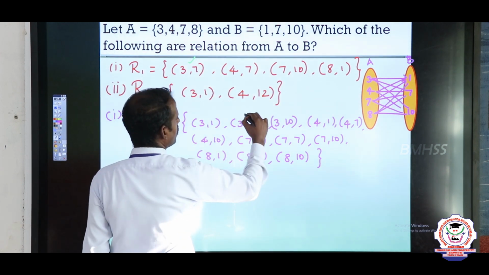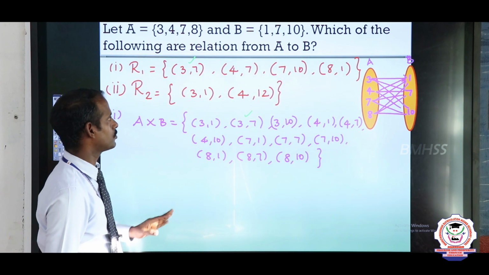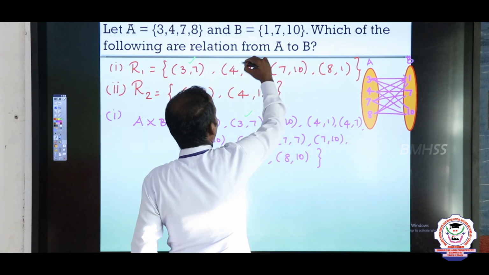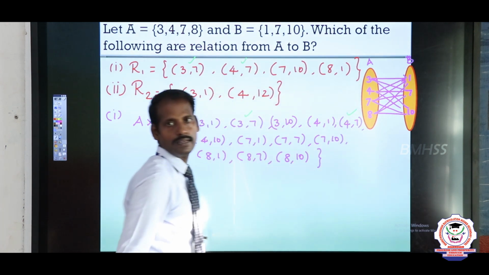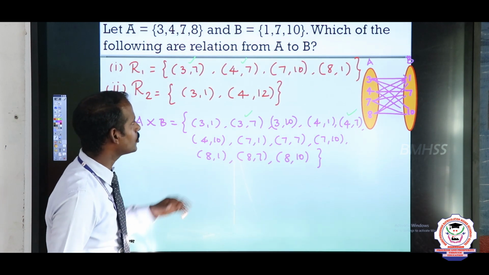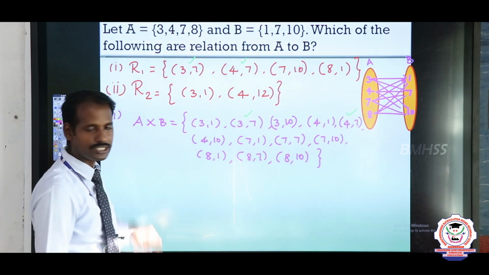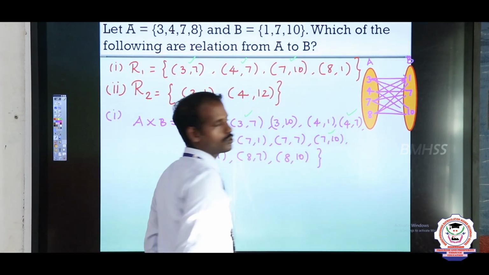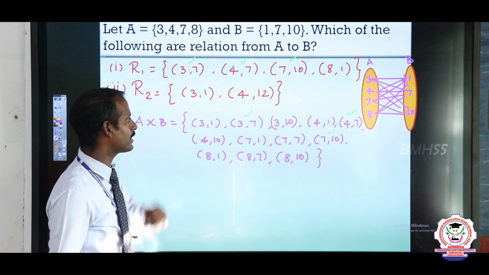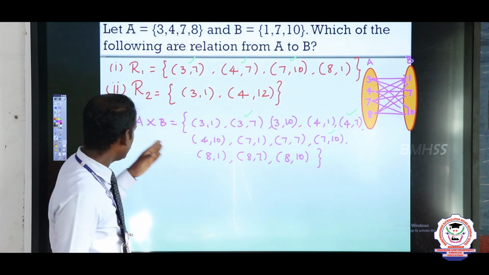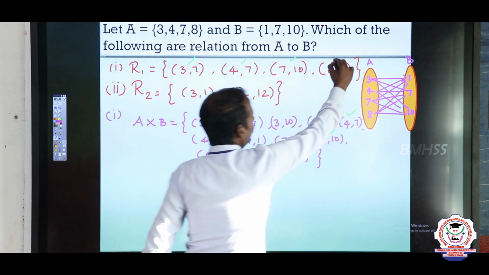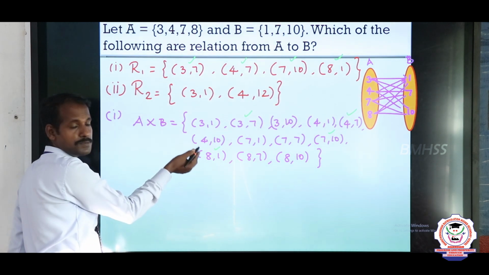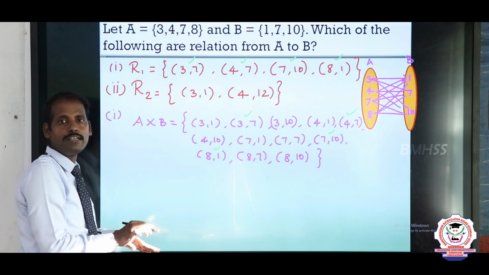3 comma 7 is there. Then the second element, 4 comma 7, belongs to A Cartesian B, yes. Then 7 comma 10 belongs to A Cartesian B, yes. 7 comma 10 belongs to 7 comma 10, so both elements are the same. Then 8 comma 1, is it in A Cartesian B? Yes, 8 comma 1 is there. So R1's elements are a subset of A Cartesian B. Therefore R1 is a relation.